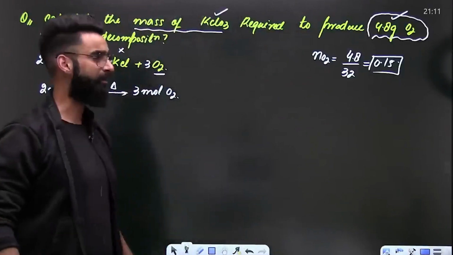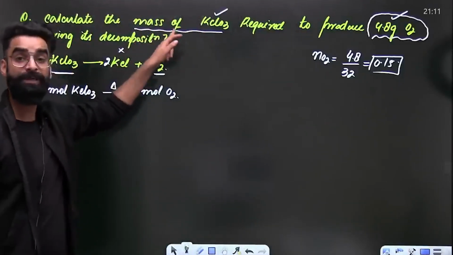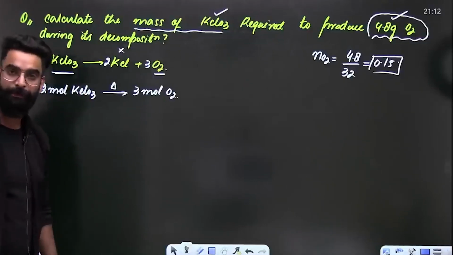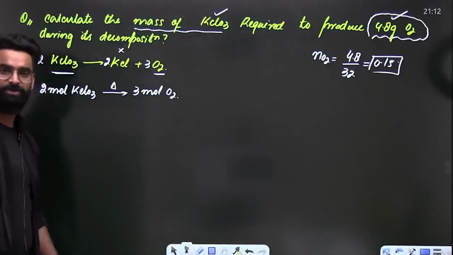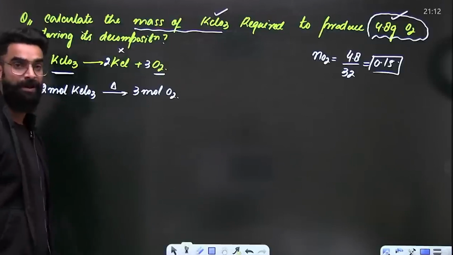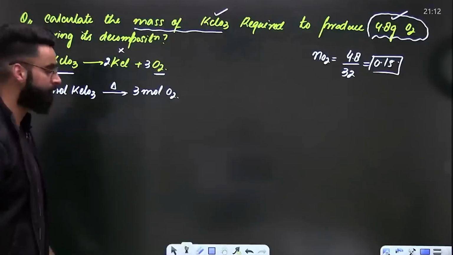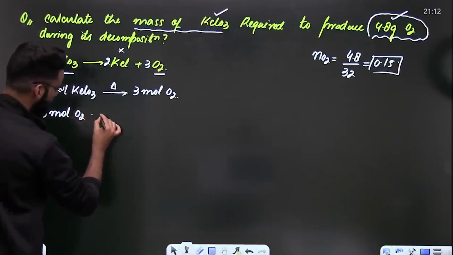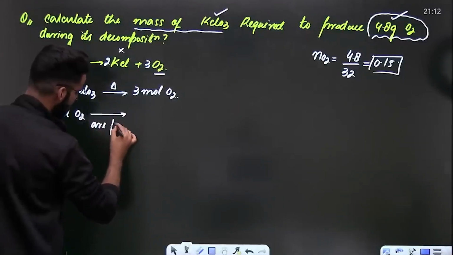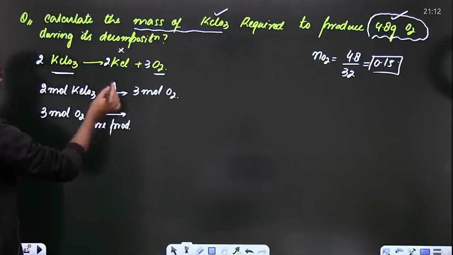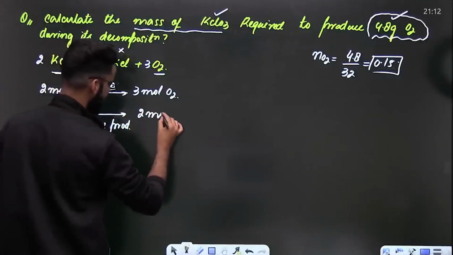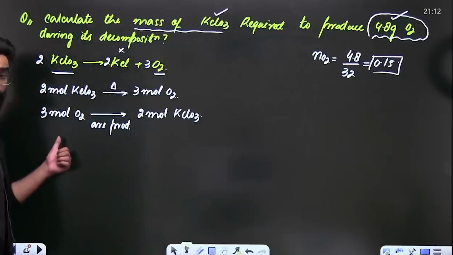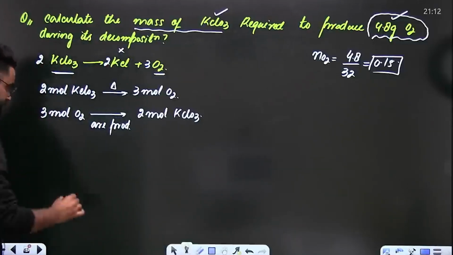Now, whose data do I need to calculate basically? I need to calculate the data for KClO3. That means KClO3 has to be on the right, so I'll be reversing the equation. And how are you going to reverse the equation? You'll say 3 moles of O2 are produced from 2 moles of KClO3.